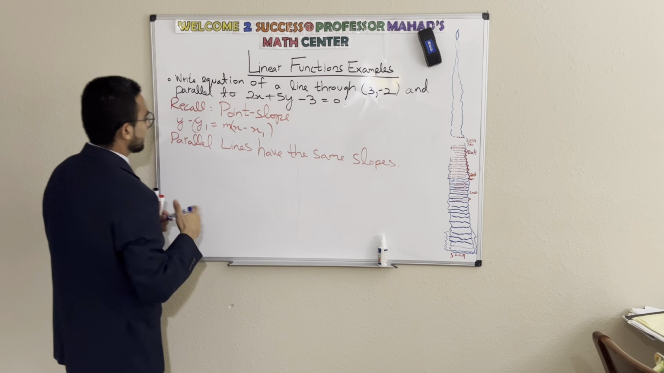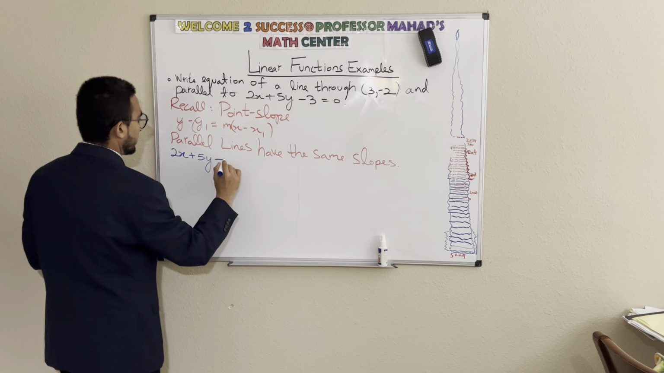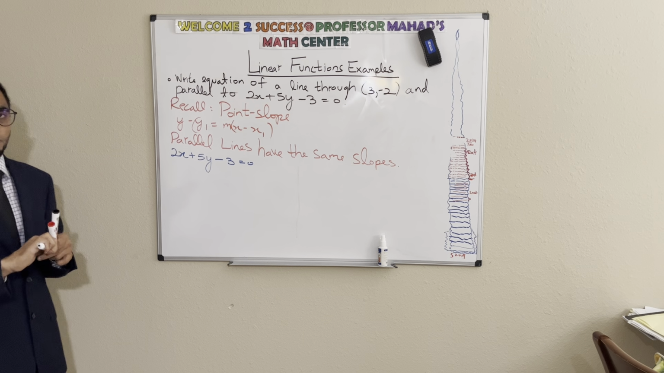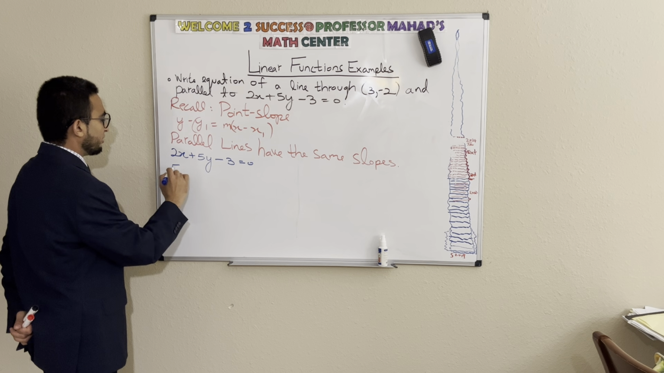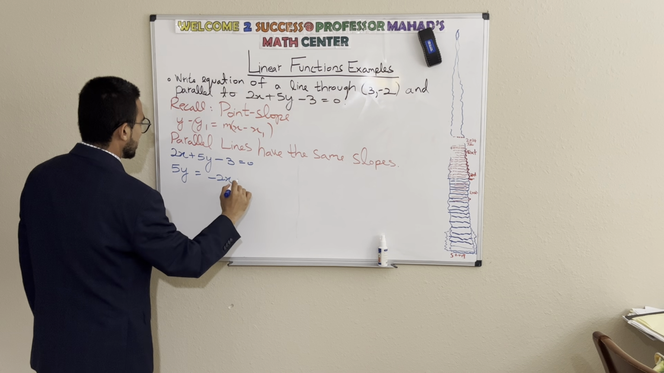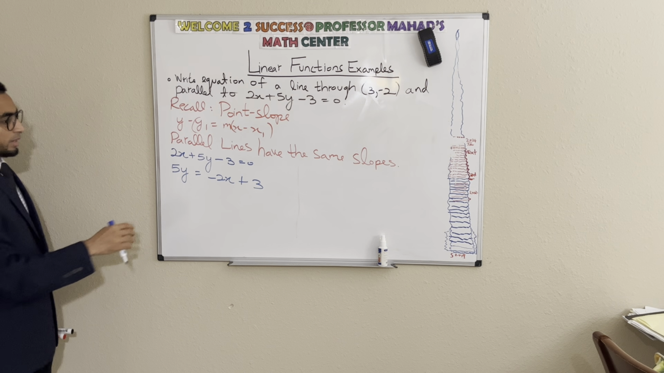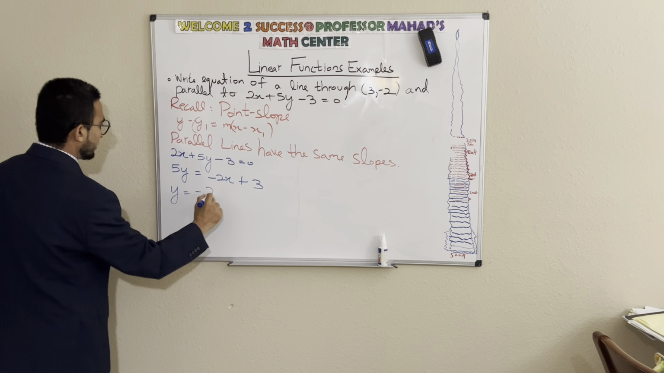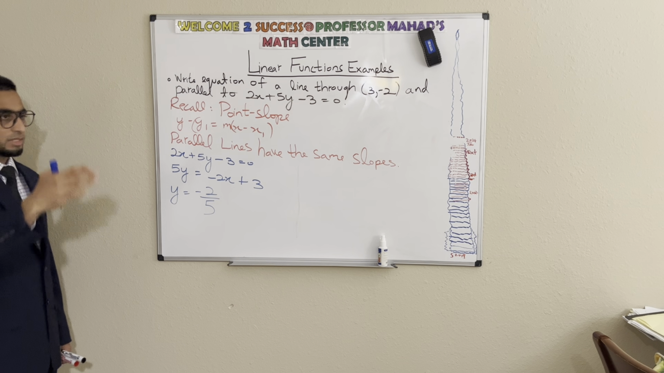So we have 2x plus 5y minus 3. So let us find the equation first in the slope intercept form to make it easier. So we have 5y is equal to minus 2x plus 3. You guys notice the gradient is negative. It's going to be negative at the end. So we're going to expect that as the value of x increases, the y value will decrease with a constant rate.